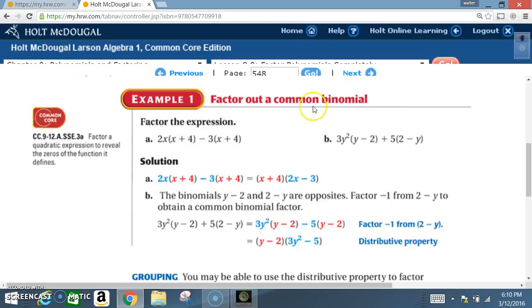Example 1. Factor out a common binomial. Factor the expression 2x times (x plus 4) minus 3 times (x plus 4). Solution. Take a look at 2x times (x plus 4) minus 3 times (x plus 4). Notice what they have in common. They have the binomial x plus 4 in common, so that means it can be factored out. When you factor out the x plus 4, what's the only thing you have left? You have a 2x left, and you have a negative 3 left. So your final answer is (x plus 4) times (2x minus 3).